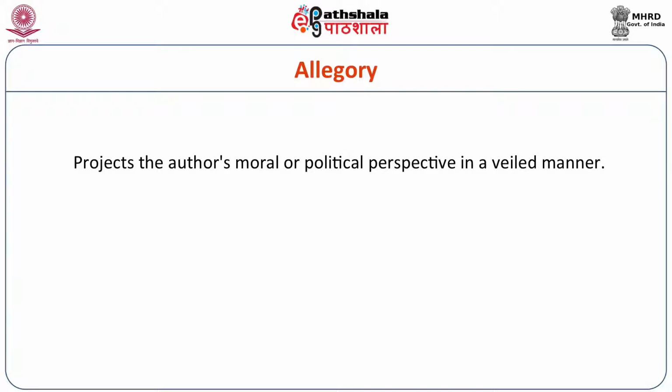Now, what an allegory also does is to project the author's moral or political perspective in a veiled manner. It's hinted, it's very subtly hinted, it's suggested, you might even say. It's the veiling that's very important. Now, the power that an allegory has is derived, or it derives its power in the way in which this political or moral or social perspective that the author has. Now, how that perspective is concealed or veiled, what are the ways in which it is done?